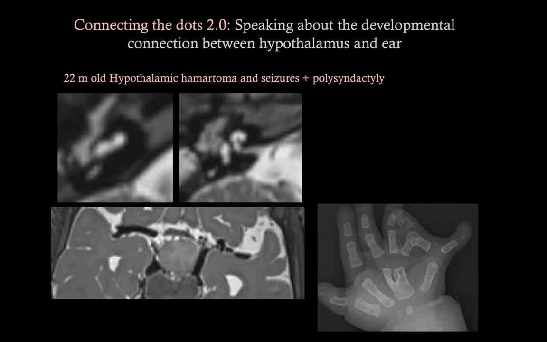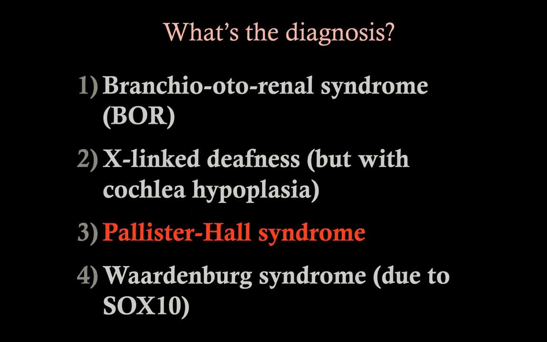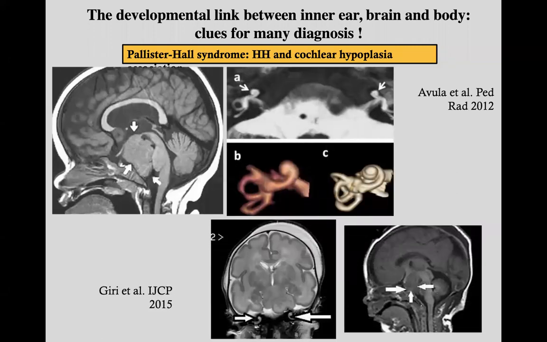If you Google that, this will be Pallister-Hall syndrome. So again, you can do an amazing diagnosis looking at the hypothalamus and looking at the cochlea. If it's IP3, it's X-linked deafness. If it's another malformation of the cochlea with this large hypothalamic hamartoma plus abnormality in the fingers, Pallister-Hall syndrome. And this has been published, and there is a specific gene. So this is a third association that is super cool and very easy to do if you remember this pattern recognition.